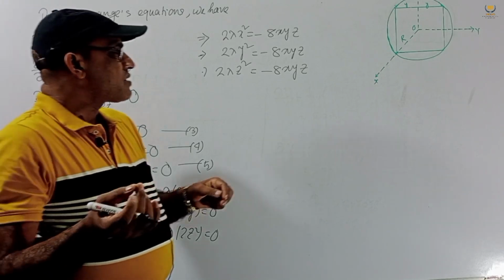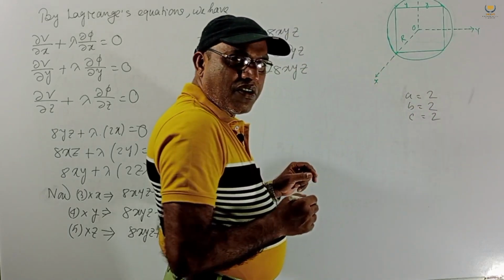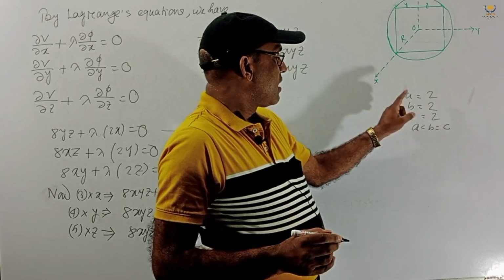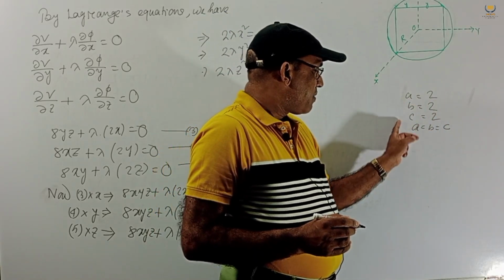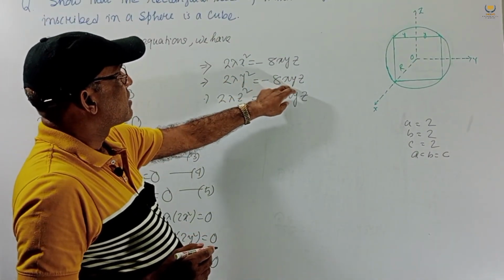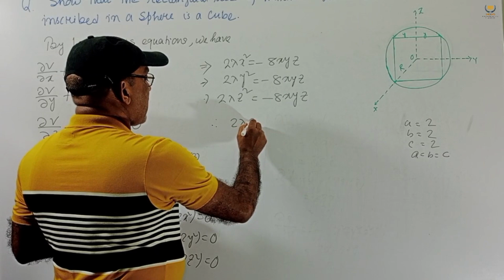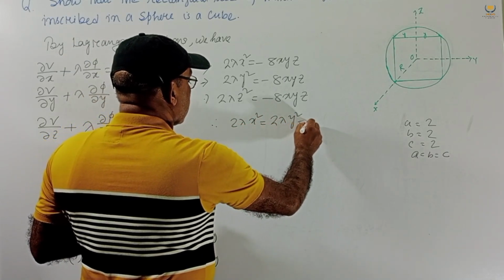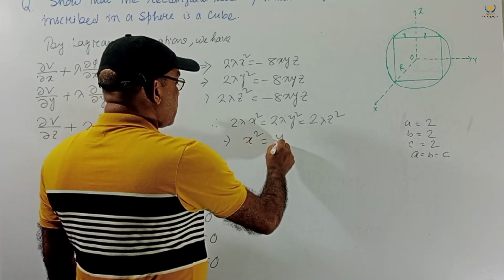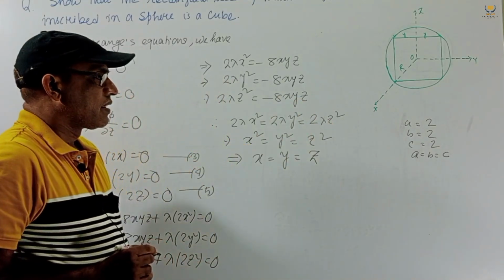But what we get, suppose in simple logic, suppose a equal to 2, b equal to 2, c equal to 2. All of these are equal, then we can write a equal to b equal to c. So here we get 2 lambda x square equal to minus 8xyz, 2 lambda y square equal to minus 8xyz, 2 lambda z square equal to minus 8xyz. Then the right hand sides are equal, therefore we can write 2 lambda x square equals 2 lambda y square equals 2 lambda z square. And this implies x square equal to y square equal to z square, or we can write x equal to y equal to z.